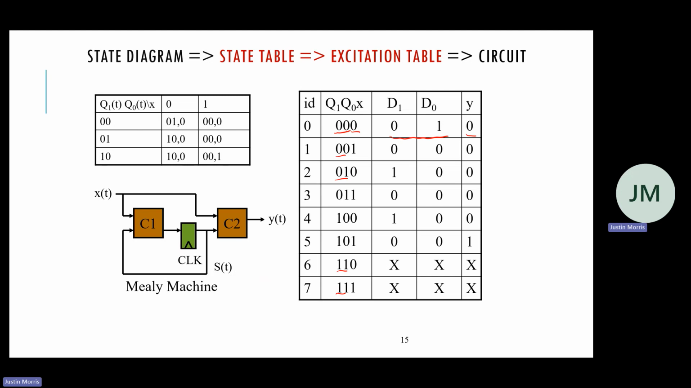And now that we have this excitation table, we have 3 outputs. That's 1 K-map, right? 3 inputs, 1 output. That's another K-map. That's another K-map. 1 K-map for every output bit, right?